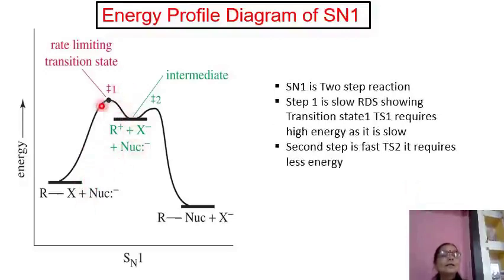This is the transition state TS1 for the first step. In the second step, the transition state is TS2. Once the carbocation is formed as an intermediate, it immediately gets converted into the product. The energy of activation required for the second step is less as compared to the first step. As the energy required is less, it is the fast step. Therefore, the first step is slow, the RDS, while the second step is fast.